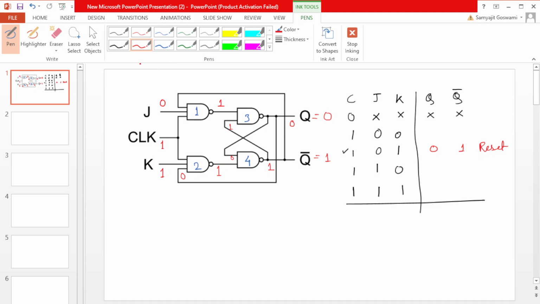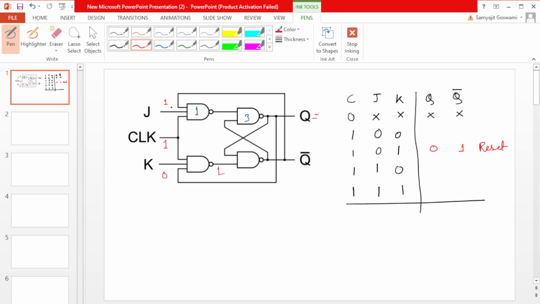Next we will take another combination. Here we apply J equal to 1 and K equal to 0. Now just see what will happen. J equals 1, clock equals 1, K equals 0. As K is 0, the output of gate 2 will definitely be 1.